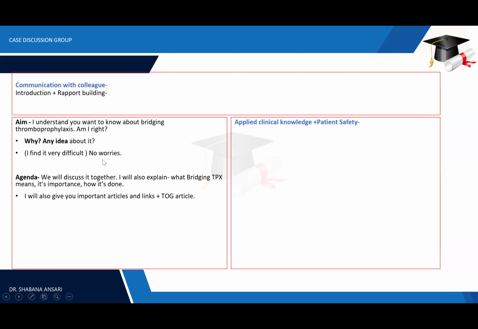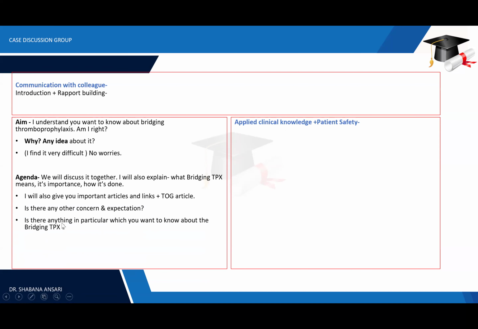Okay, no worries. So what we will do is read this chart together, and I will also discuss with you what bridging thromboprophylaxis is, how we do it, and we will go through this flow chart together and discuss how to do bridging for your patient. Is there anything in particular you want to know? Any other concerns and expectations from today's meeting? All right. So, Diana, I will also be giving you the important articles and links regarding bridging thromboprophylaxis.